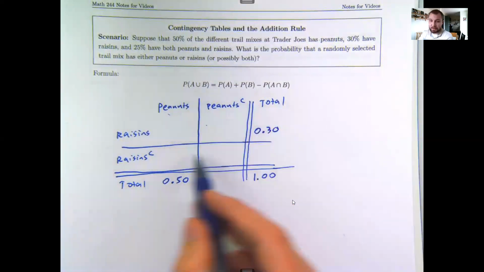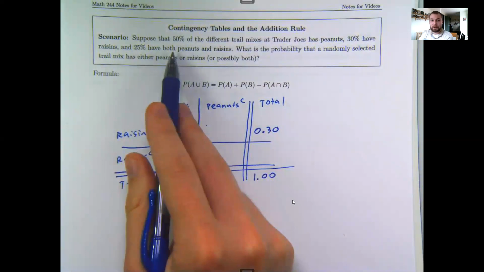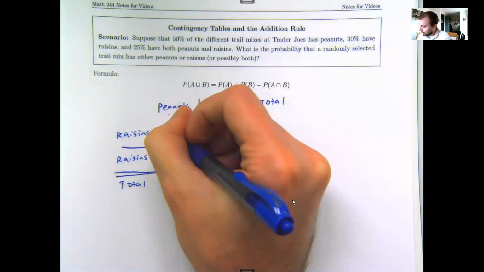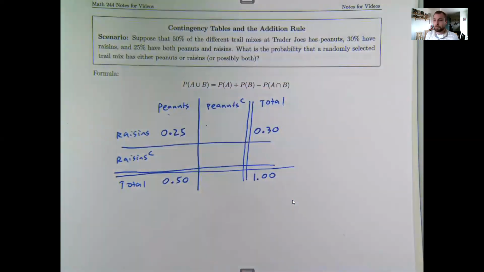And any sort of combinations are going to go on the inside. So 25% have both peanuts and raisins. That's where these two things meet together. 0.25 lives there. And things should add up correctly vertically and horizontally.